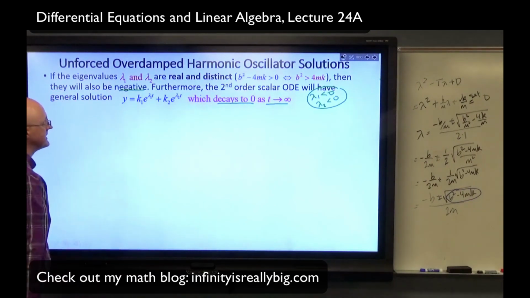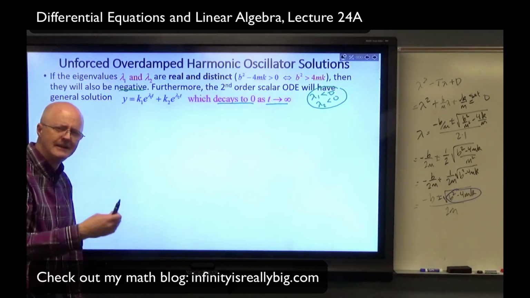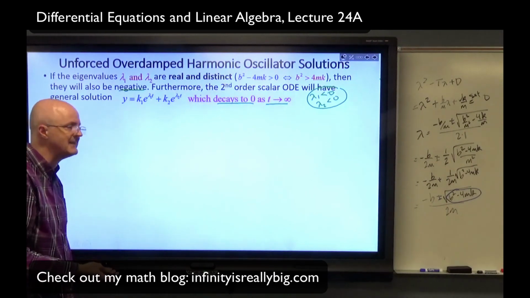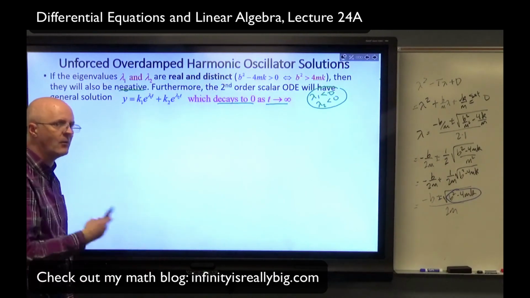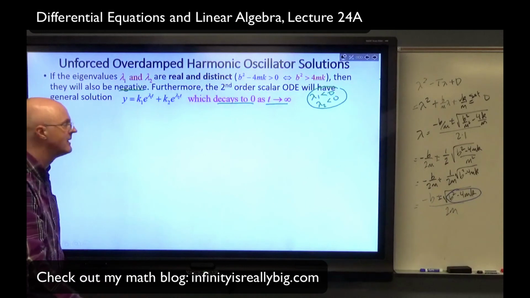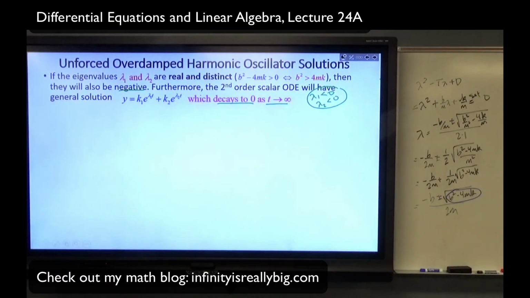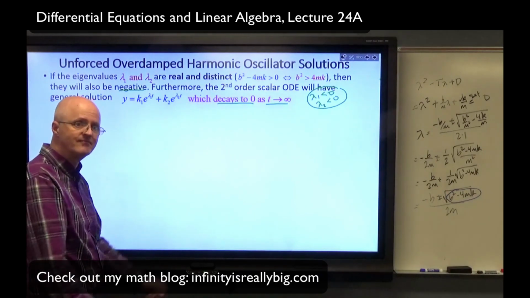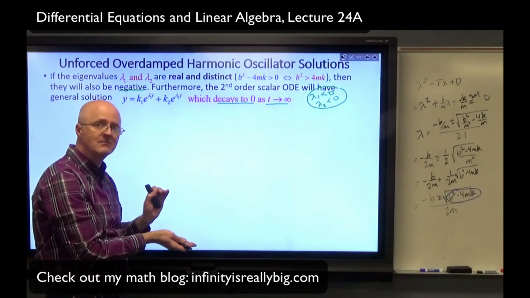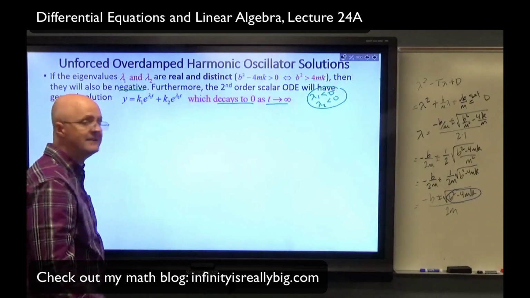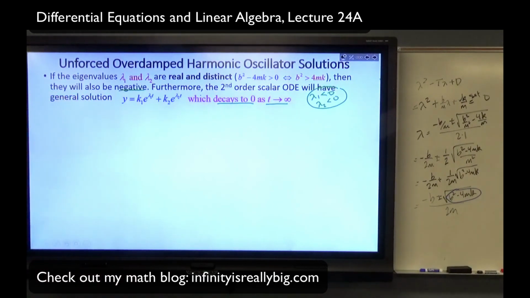You would need two initial conditions to solve for k1 and k2. You need an initial position and initial velocity. y of 0 equals something, and y prime of 0 equals something. Then you can solve for k1 and k2. And the graph is going to be an ordinary graph in a t-y plane. Ordinary kind of graph, not a parametric curve in the plane.